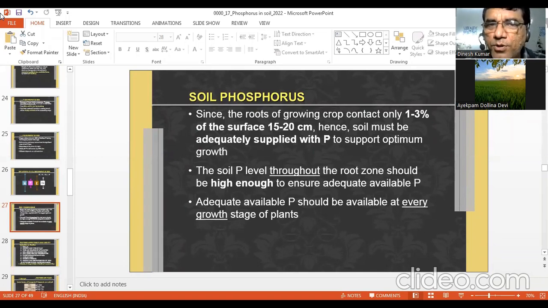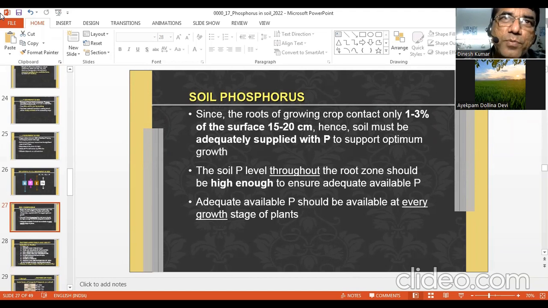The soil phosphorus level throughout the root zone should be high enough to ensure adequate available P at every growth stage of the plants. In the beginning, when people were making some recommendations, they used to say that a plant accumulates 2/3 of its phosphorus requirement during 1/3 of its life cycle. These were very general statements made by people. I repeat, of the plant's total phosphorus uptake, 2/3 is achieved when it completes 1/3 of its life cycle.